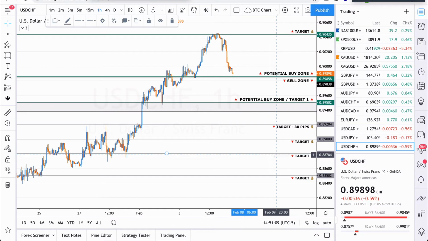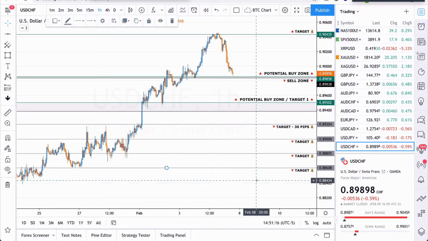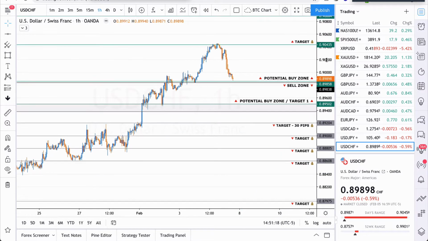And after your second target, I will let it ride, but you can take the fourth right in here. So let's not be greedy. There you go. Simple.